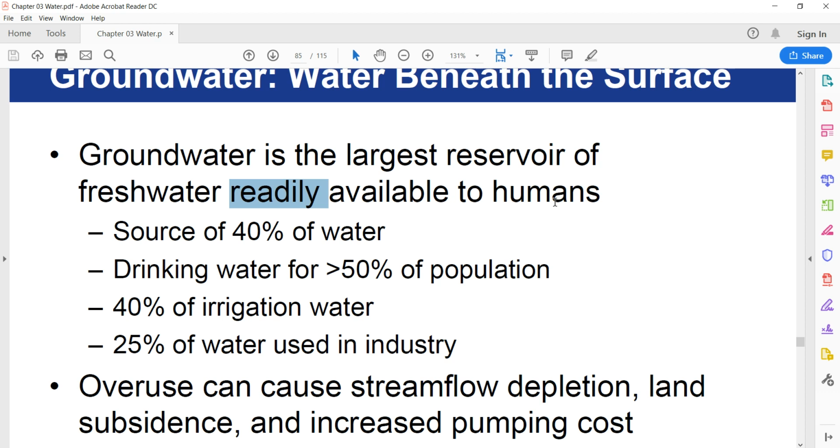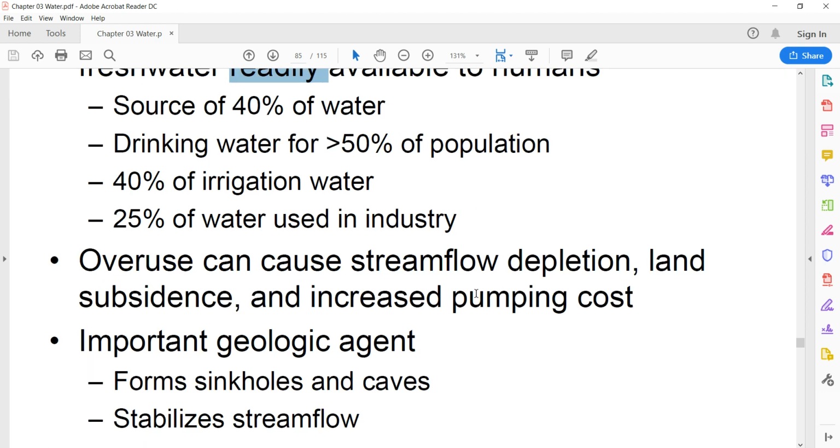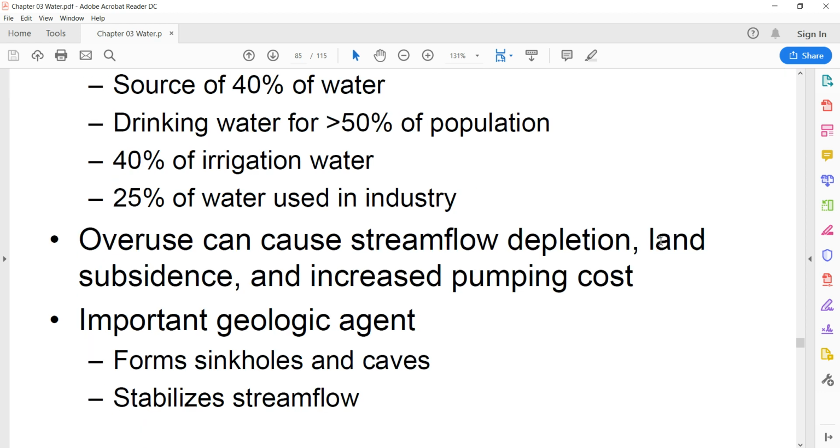There are a couple of negative points for groundwater. One is that overuse can cause stream flow depletion. Another is land subsidence, and there is increased pumping cost if the water level goes too far below the ground. Important geological agents: it forms sinkholes and caves, and stabilizes the stream flow.